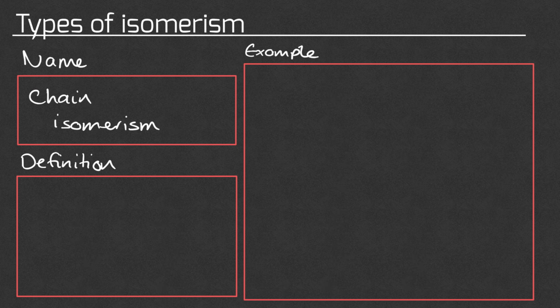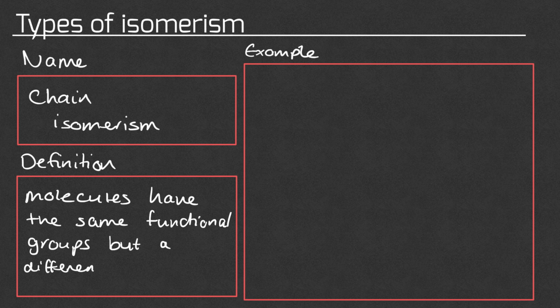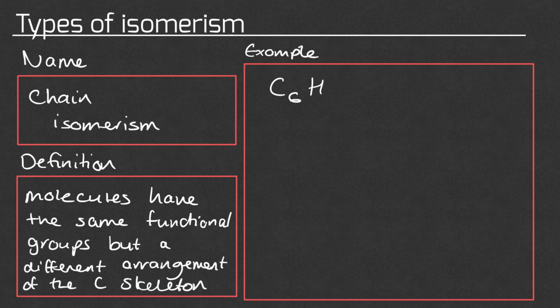Another type of isomerism is chain isomerism. This is where molecules have the same functional groups but a different arrangement of the carbon skeleton. We're just going to look at these in terms of different kinds of alkanes. So we're going to look at the different chain isomers of C6H14. This is one way of drawing C6H14.